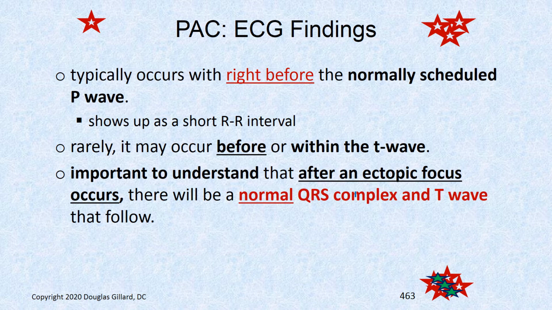All right, so typically they occur right before the normally scheduled P wave. They could occur after the T wave, but I won't show you one. But it's important to understand that after they occur, the QRS complex and the T wave are completely normal. It's like a normal impulse. It's a normal impulse that passes through the AV node. So the ventricles don't know that it's not coming from the SA node. So QRS complex and T wave going to be completely normal.